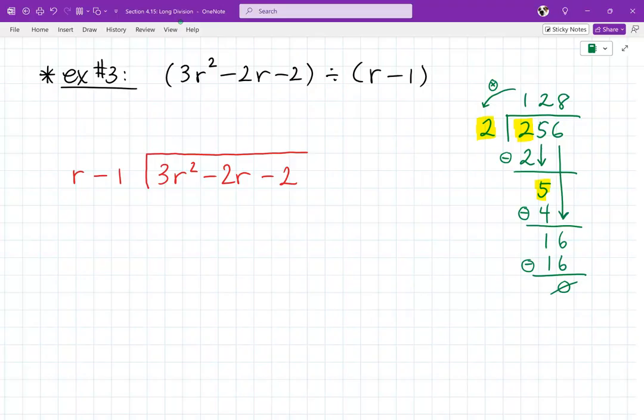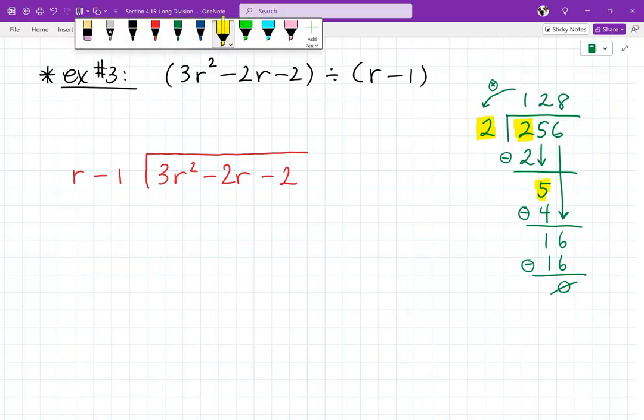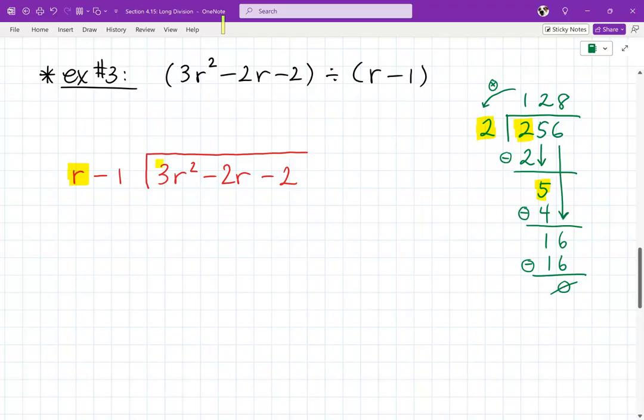Once we get that number or letter, whatever it happens to be, we multiply it times the thing in the front, rewrite it on the bottom, and subtract. And then we just keep doing that same process, okay? So yes, it's not numbers only, but it's the same idea. What I mean by the same idea is this: we're going to focus on the first terms only.